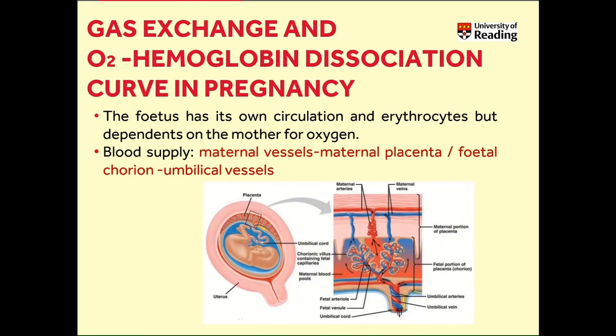In the last couple of slides, I would like to talk to you about the changes that we have in gas exchange and also in the oxygen hemoglobin dissociation curve during pregnancy. Now, during pregnancy, the fetus has its own circulation and erythrocytes, but obviously depends on the mother for oxygen. So the sequence of blood supply is shown in here: you have the maternal vessels, then the placenta, and the fetal chorion, and then the umbilical vessels. So you will have the umbilical vein and arteries.